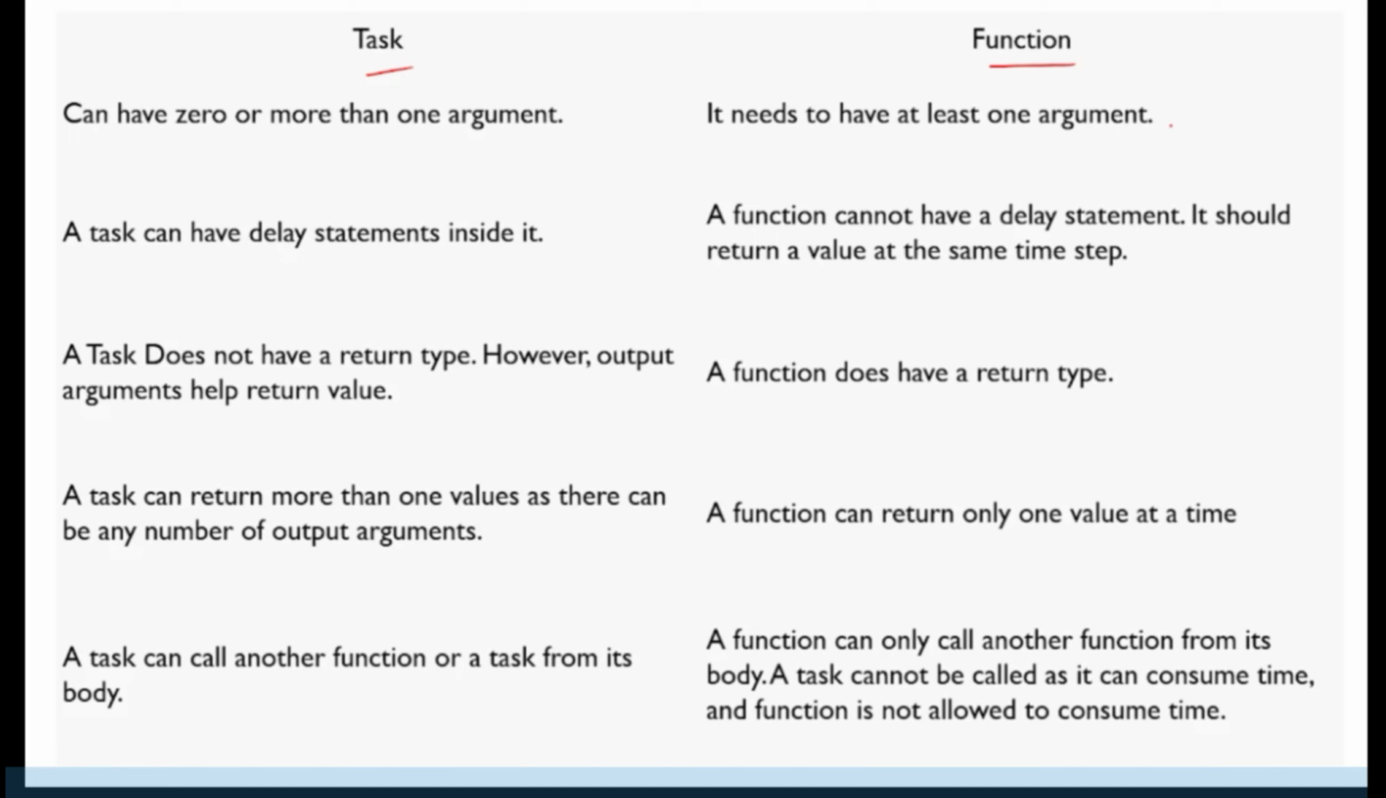That is the only difference. Okay, so you can just tell it like that. If you want to use any of these things, you should go for tasks. If you don't want to use any of these things, like if you don't have any delays, if you don't have any non-blocking assignments, if you have at least one argument and at least one return type, then you go for a function. Clear? So that is the difference between tasks and functions, right?